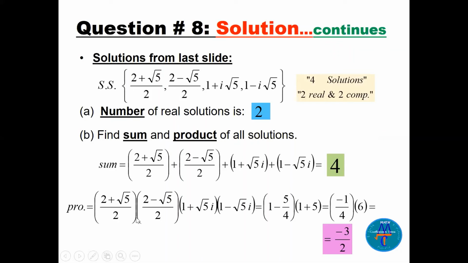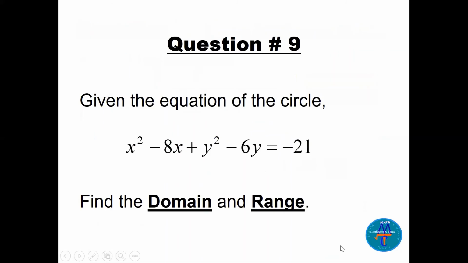Now the product is more difficult. You have to multiply the conjugates here. Multiply the conjugates any way you like, and you will get minus 3 over 2 as the final product. You can check it, please.